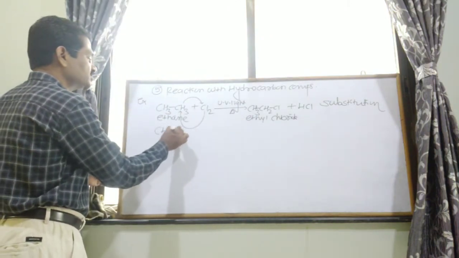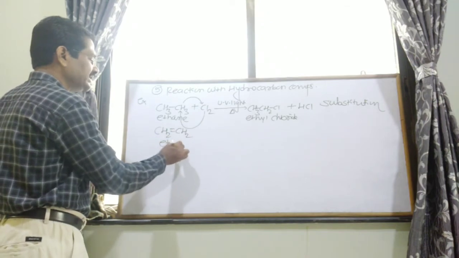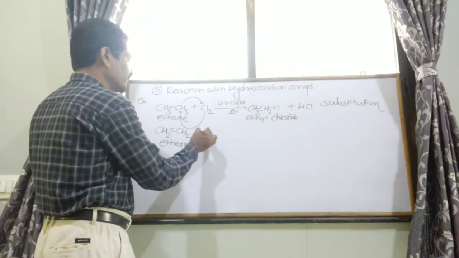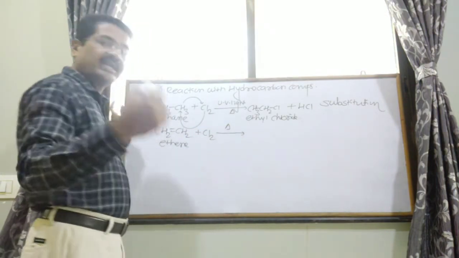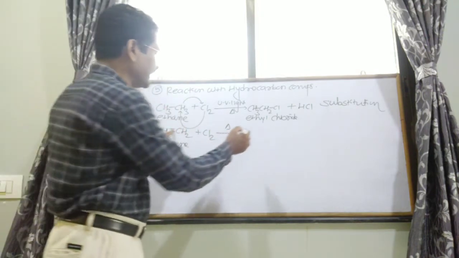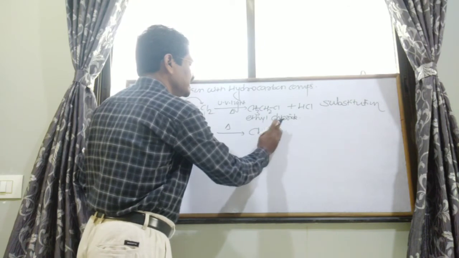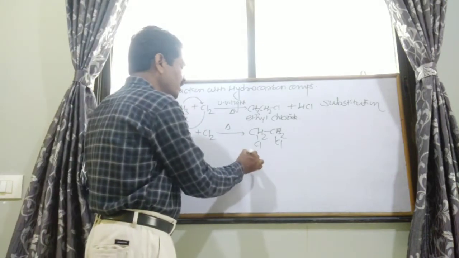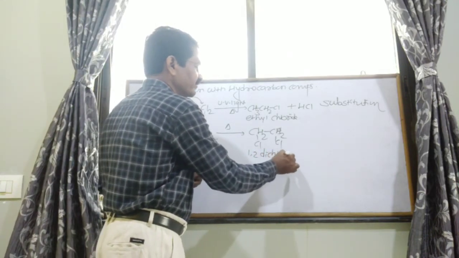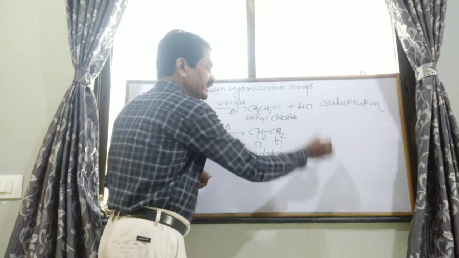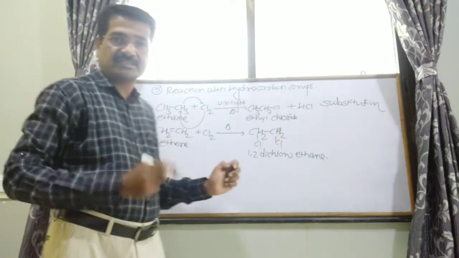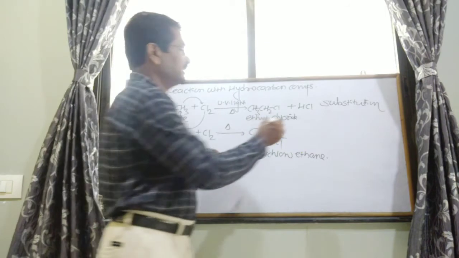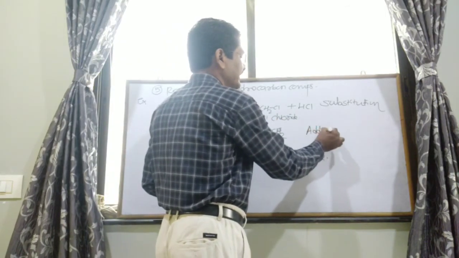Second example, CH2=CH2, that is ethene or ethylene, an unsaturated hydrocarbon, can react with chlorine. Then we get addition reactions. By breaking this bond, we get CH2-CH2, and chlorine attaches to each carbon atom. Then we get 1,2-dichloroethane, which is called ethylene dichloride. The chlorine is completely added to ethylene. That reaction is called an addition reaction.